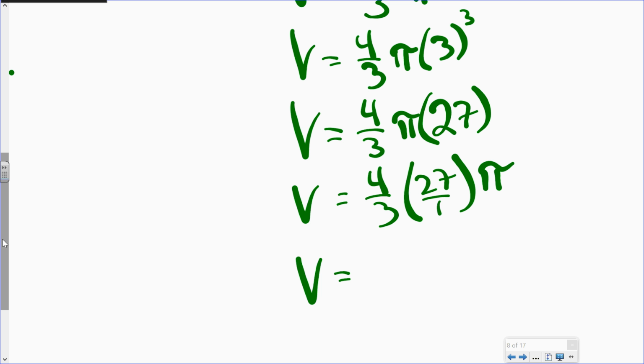Watch this, Villatoro. 3 goes into 3 1 time. 3 goes into 27 9 times. Nice. So look at the denominator is 1 times 1, and the numerator is 4 times 9, which is 36. So I got 36 pi.